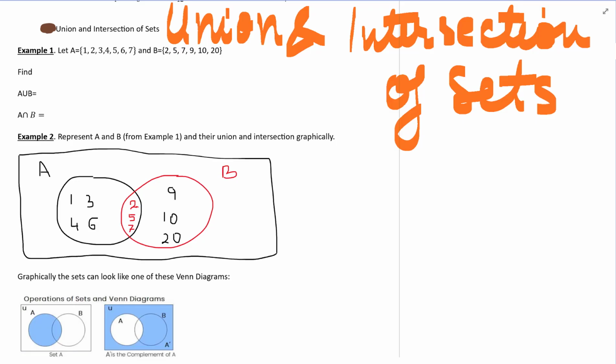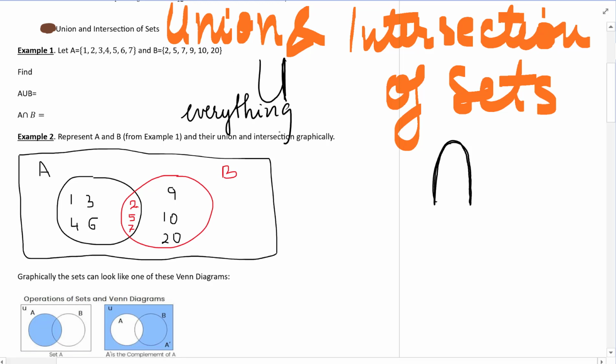In this video, we'll talk about union and intersection of sets. The symbol for union is ∪, just from the word union, and the intersection symbol is an upside down ∪. Now, union means everything together, so bring everything, while intersection means just the common elements. So let's take a look at this example.